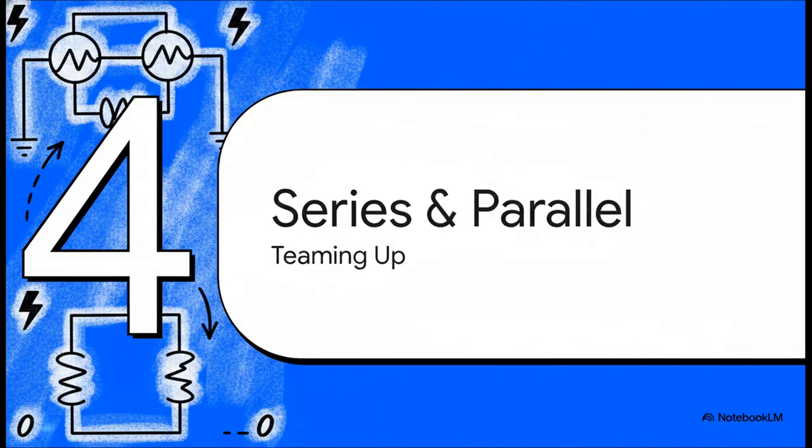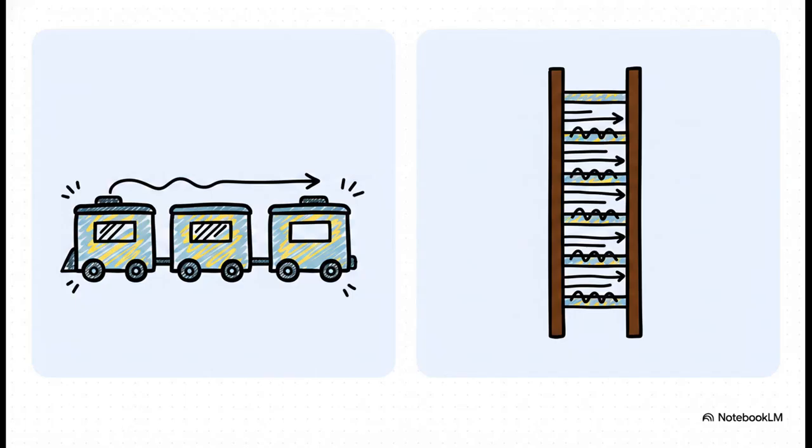All right, moving into section 4, teaming up: series versus parallel circuits. The crucial point here is understanding the structural contrast between these two formations. When components are wired in series, they're connected sequentially, kind of like train cars. Because there is only one single path, they share the exact same current, but the voltage divides up among them.